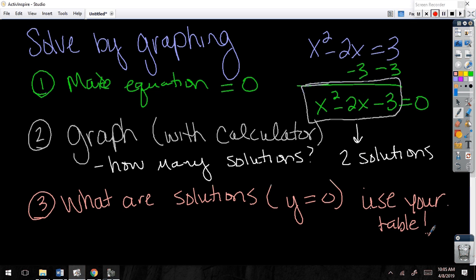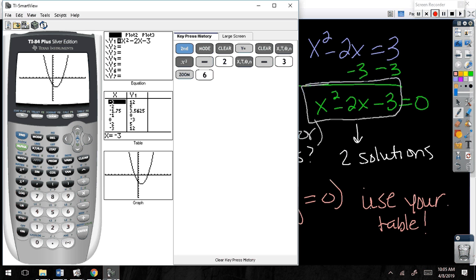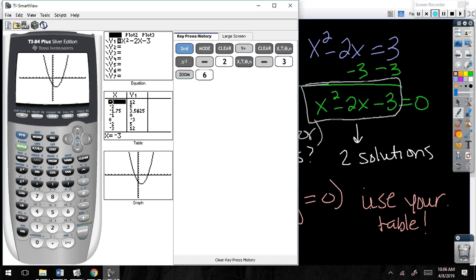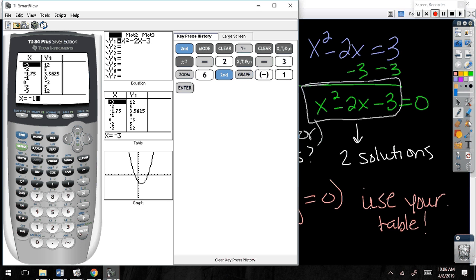So look at the graph and say, it looks like it's crossing where? Which 2 x values? -1 and 3. Are we all in agreement? It looks like the 2 answers are going to be -1 and 3. But to check and make sure, go back into your table, second graph, and hit -1. What's the y? That's right. It's got to be 0 if it's a solution. Then put in 3. It equals 0. So those are my 2 solutions.